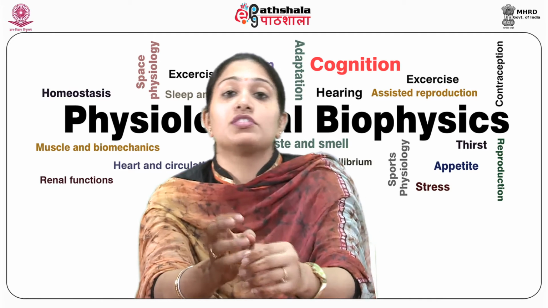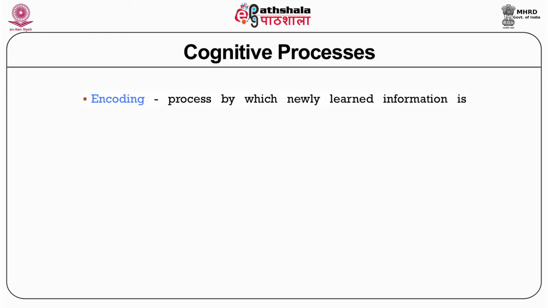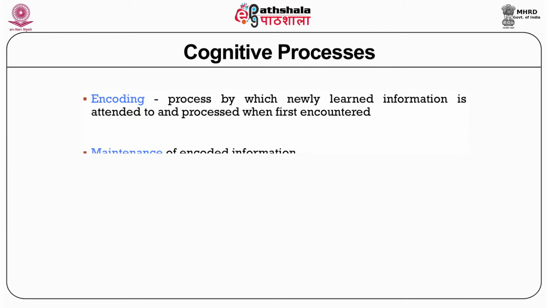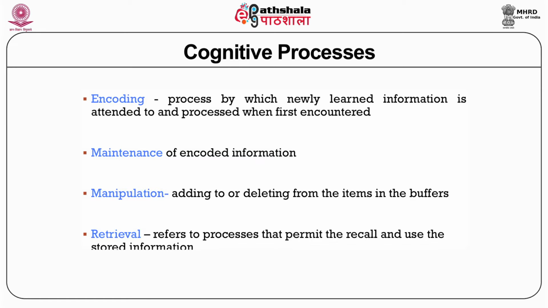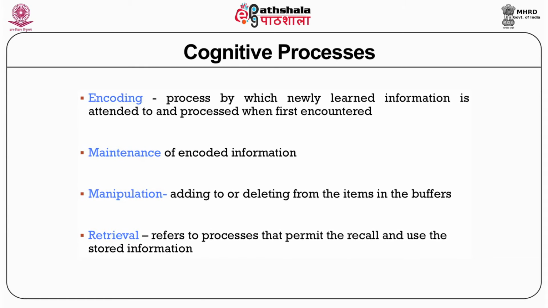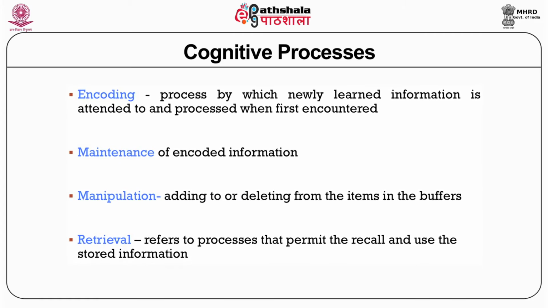The main cognitive processes which should be kept in mind for assessment are: first, the encoding, which means the process by which newly learned information is attended to and processed when first encountered. Second is maintenance, the maintenance of the encoded information which we already encoded. Third is the manipulation, which is adding to or deleting from the items in the buffers. And lastly, the retrieval, which refers to the processes that permit the recall and use of the stored information.